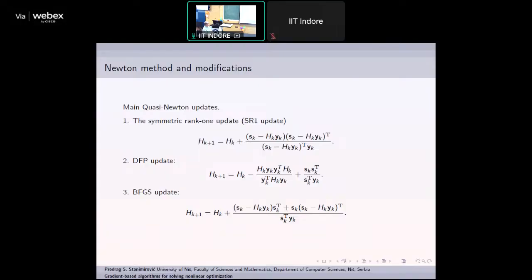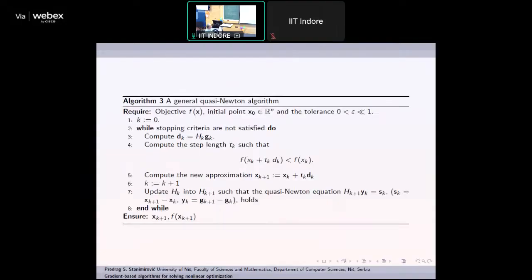DFP updates, BFGS, Broyden rule is, for example, presented here. These are the dominant quasi-Newton updates. Almost every day we can find new methods about quasi-Newton updates.